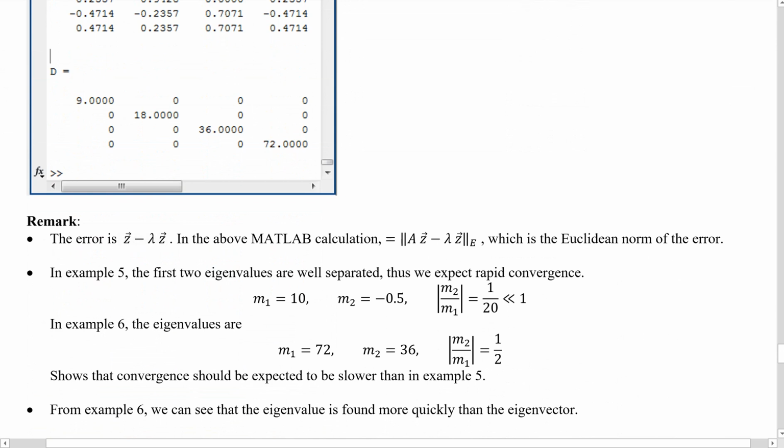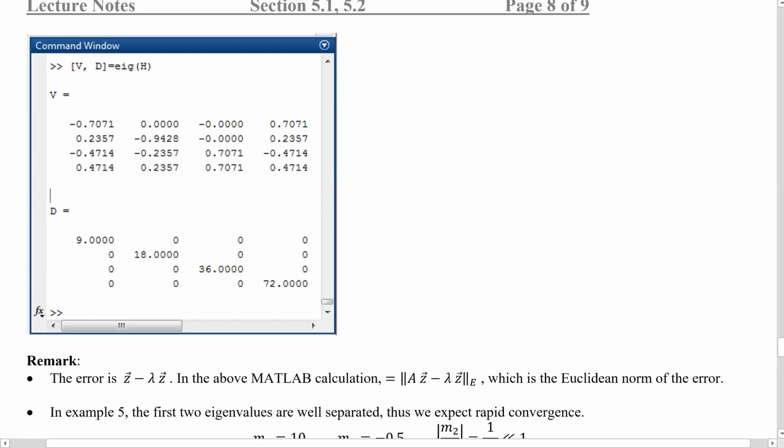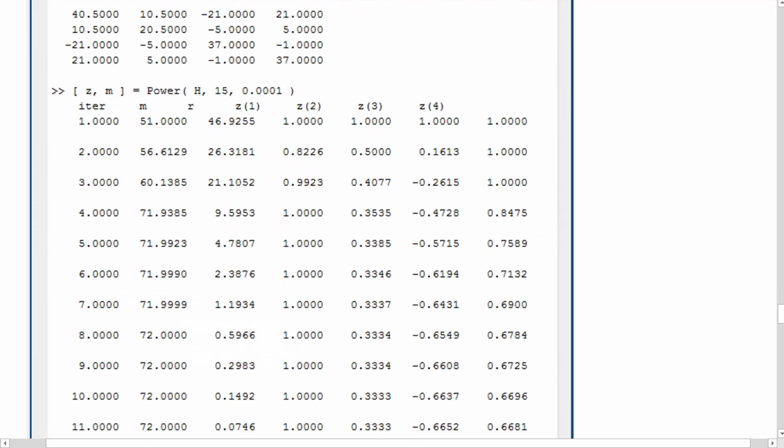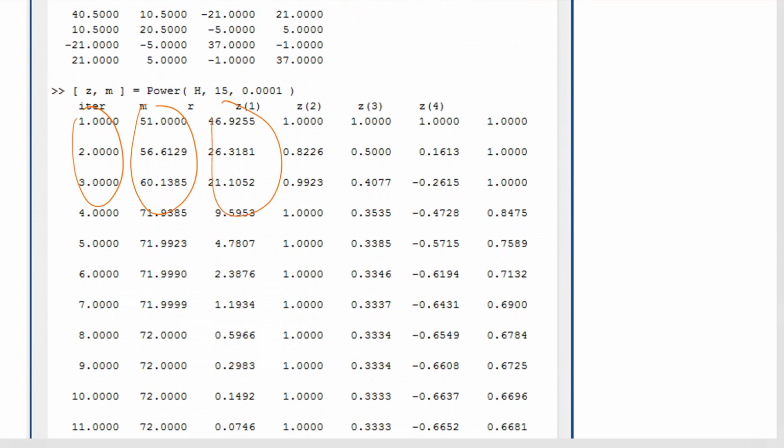Okay, and we mark the error as Az minus lambda z. In the above MATLAB notation, we use the Euclidean norm of the error. For MATLAB, you can see this is R. The first column is the steps of the iteration, and then m is the estimated eigenvalue, and R is actually the error bound. Then the z_i's are the components of the eigenvector.